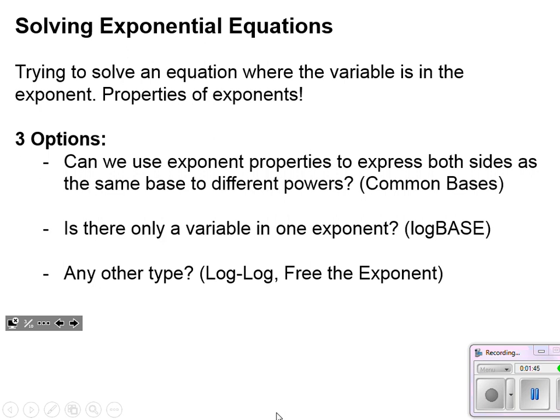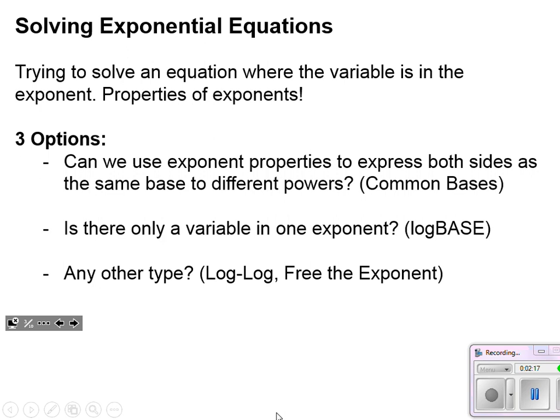Secondly, is there only a variable in one exponent? So we can't use common bases, maybe that doesn't work out. If there's only a variable in one exponent, everything else is just a number or something else that we can work with, that's when we use log base. This is a feature on most newer calculators, and it allows us to use the idea that logarithms and exponents are inverses of one another in order to get to that exponent. So that's our next fastest method. If we couldn't use common bases, then log base is the way to go.